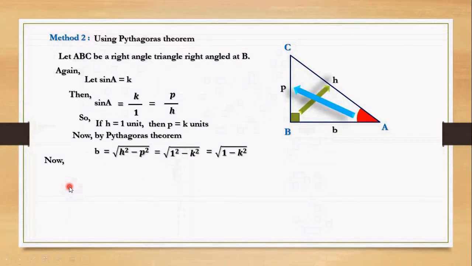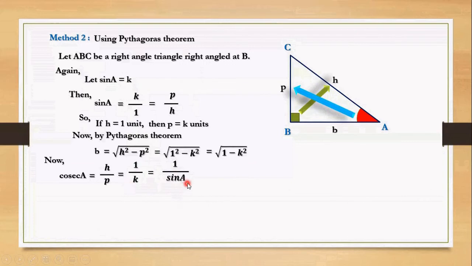Now let's express all the trigonometric ratios in terms of sine A. First, cosec A. The cosec A is the ratio of hypotenuse to the perpendicular, H by P. Let's substitute its values from here. We have H equals 1 and P equals K. Now we are going to replace this K by sine A. Look here, K equals sine A. So 1 in the numerator and sine A in the denominator. Look, the cosec A is expressed in terms of sine A.